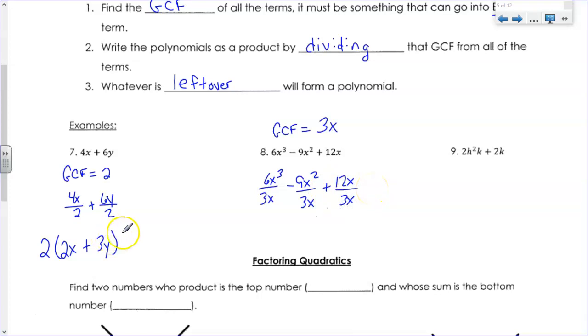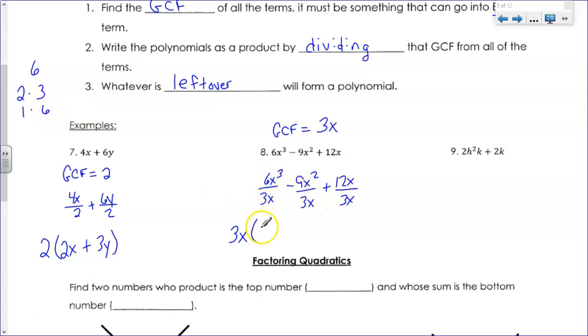Okay, again, I can't just throw that GCF out. I have to write it down and keep it, or it changes my problem. If I had thrown this one away, I would have 2x plus 3y, but I wouldn't have the 2, so it would not be the same as the original problem. So we're not trying to change the problem. We are trying to keep it the same, but writing it in a different way. Just like if you have the number 6, it can be written as 2 times 3 or 1 times 6. That didn't change the value of 6. We just wrote it in a different way.